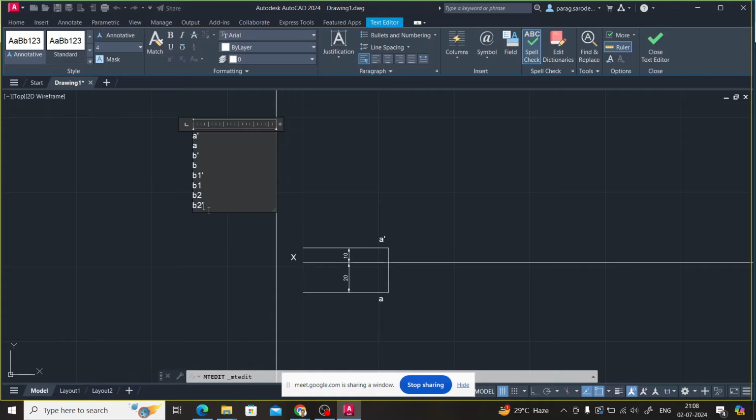Can you see this? A dash A, B dash B, B1 dash B1. Yes, sir. So I was doing a suffix. See what I'm doing. I have typed this one, selected this one, and pressing this x2. X2 will make it a subscript.